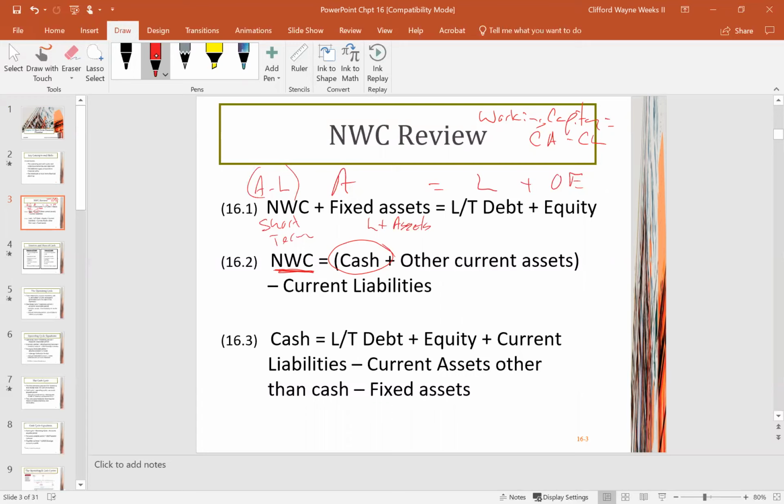All right. And so what they in essence do is they take the accounting equation and they just isolate the cash, and they say, hey, cash is equal to long-term debt plus equity plus current liabilities. All right, we took it to the other side. And from that, we're going to subtract the current assets other than cash and our fixed assets, isolating just cash.